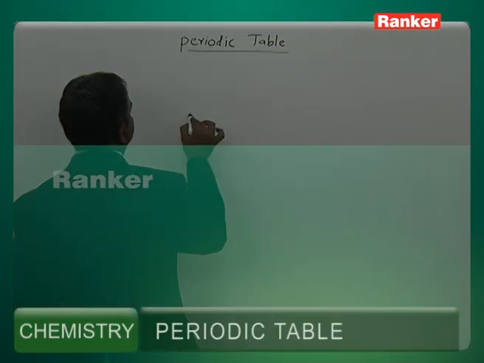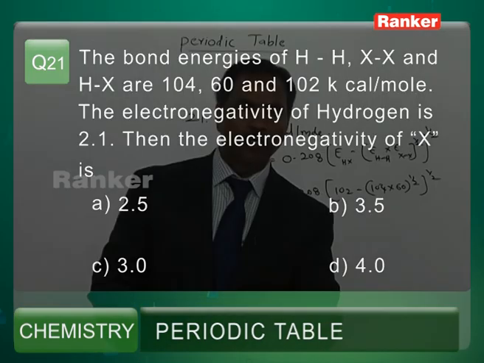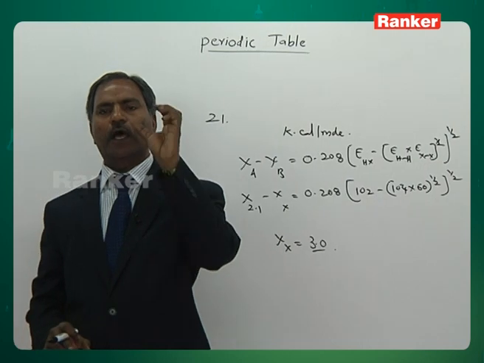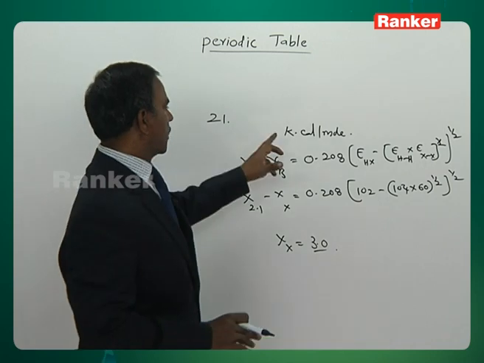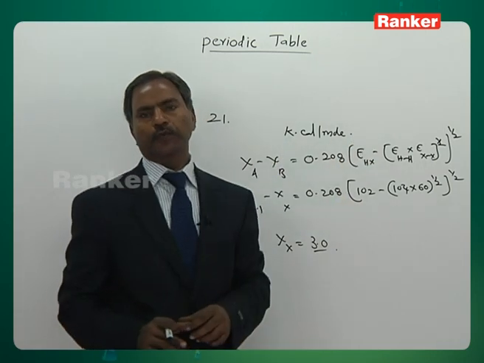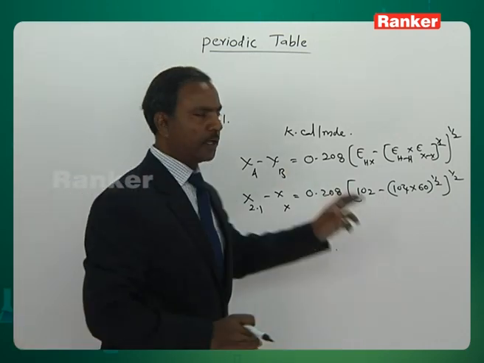Question number 21, the bond energies of hydrogen, X2 and HX are 104, 60 and 102 kilocalories per mole. The electronegativity of hydrogen is 2.1, then the electronegativity of X is? We have to calculate the electronegativity of the halogen X. According to the Pauling scale, whenever bond energy is given in kilocalories per mole, we have to apply this particular equation.